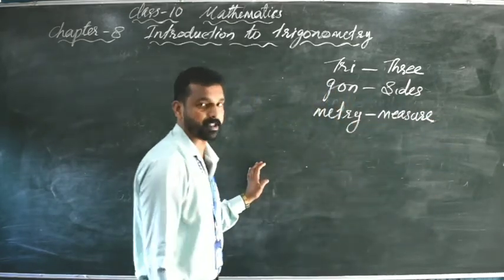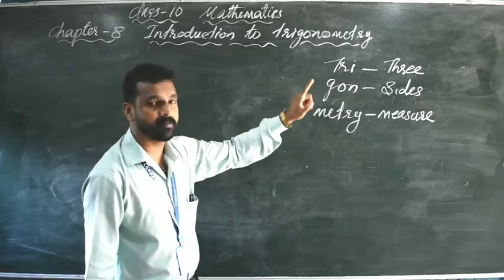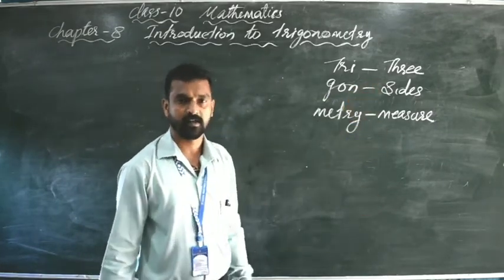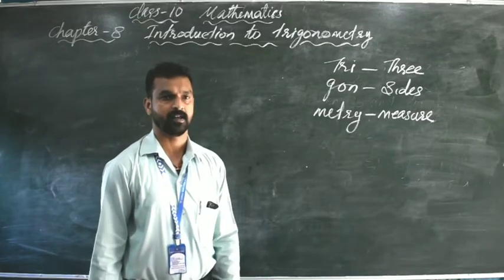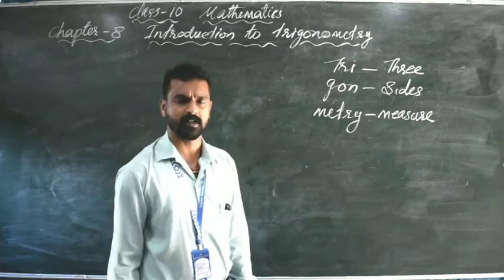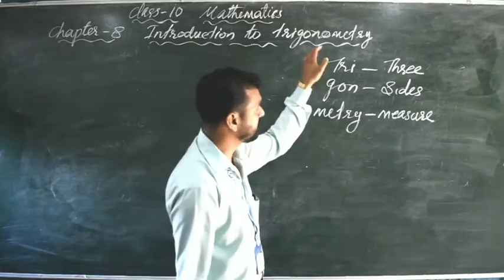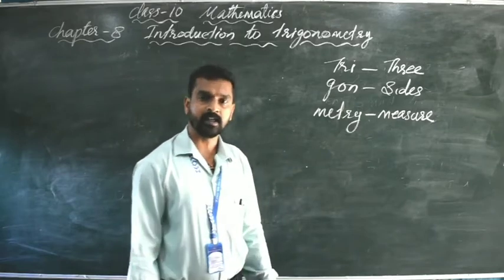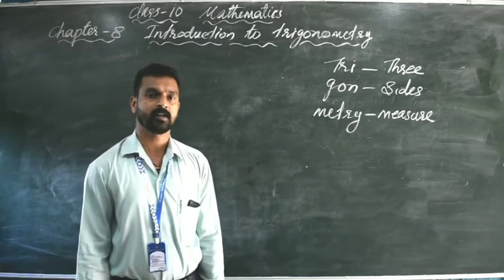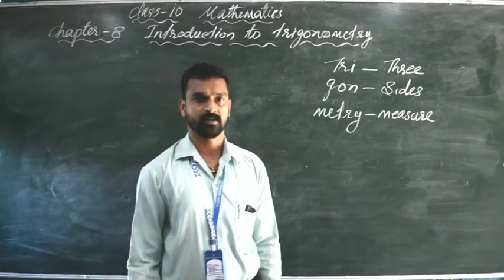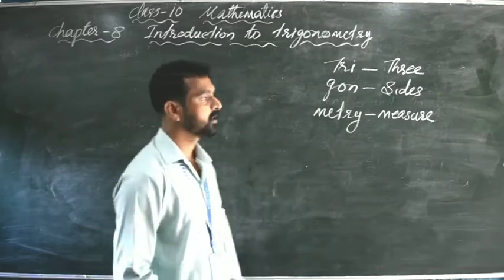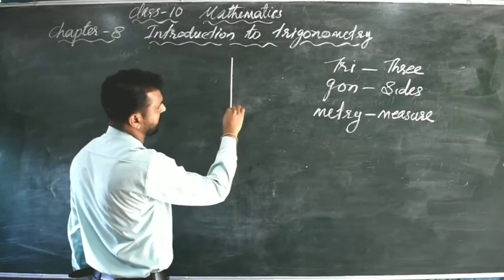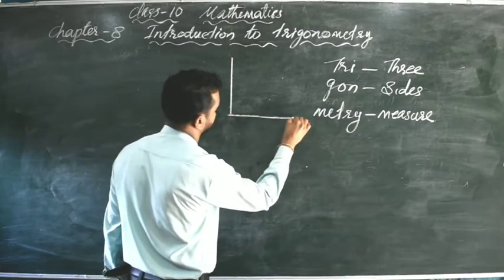Metric means measure. So trigonometry means measurement of the three sides of a triangle. Measurement of three sides we can say. Then three sides of a figure means that is a triangle only. So trigonometry means measurement of the three sides of a triangle. And in trigonometry we consider only a right angled triangle. So remember, what is a right angled triangle? If in a triangle one angle is equal to 90 degrees, then it is called a right angled triangle.